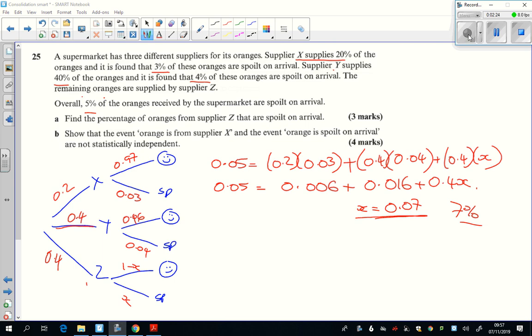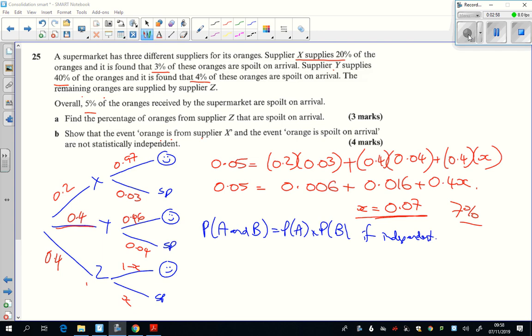Part B. Show that the event orange is from supplier X and orange is spoilt on arrival are not statistically independent. So if they're independent, then, I'll not use X because there's already X in there, if they're independent, then the probability of A and B is equal to the probability of A times the probability of B. So we need to figure out these two, see if they're equal to each other.